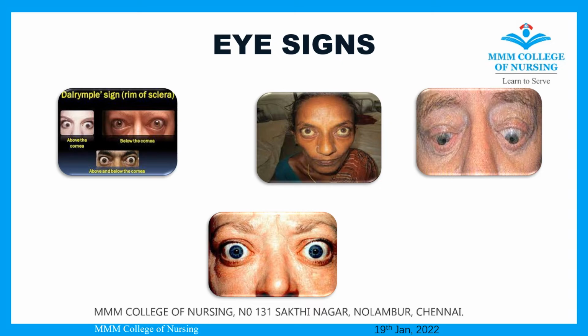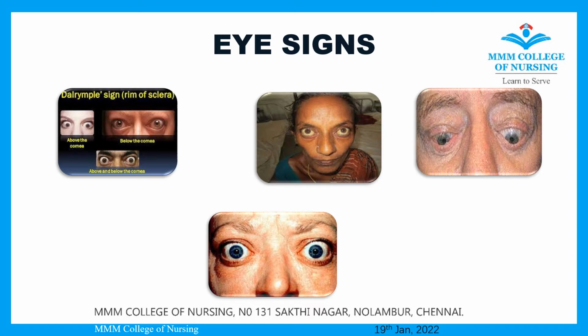And the second one is Geoffroy's sign. In this sign, when a patient looks upward, there will be absence of wrinkling over the forehead. That is Geoffroy's sign. Third one is Von Graefe's sign. In this sign, when a person looks straight, the lagging of the upper eyelid can be seen without moving the head of the patient. That is called Von Graefe's sign.